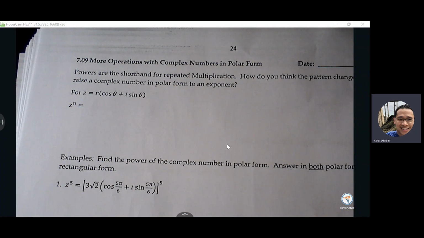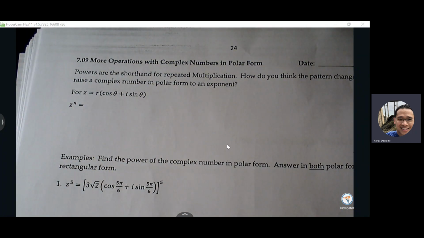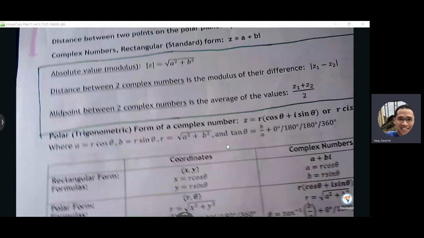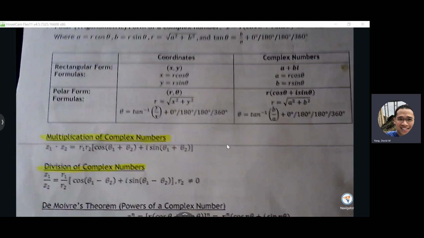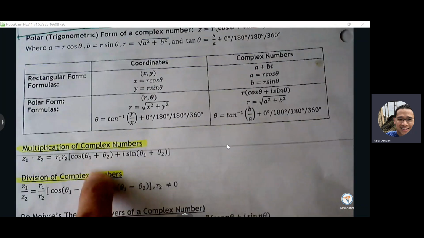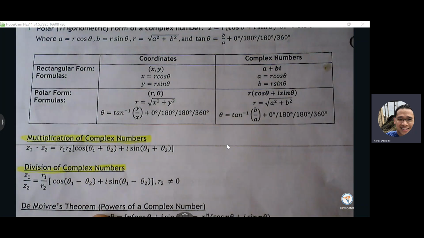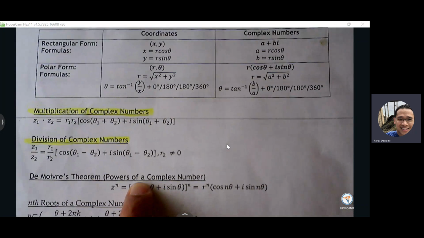All right, guys, page 24, you're back at next. So let me point out the last few things that we have to do for this unit. So on the back of your calendar, we did multiplication with complex numbers. We did division of complex numbers. So today we're doing powers of complex numbers.